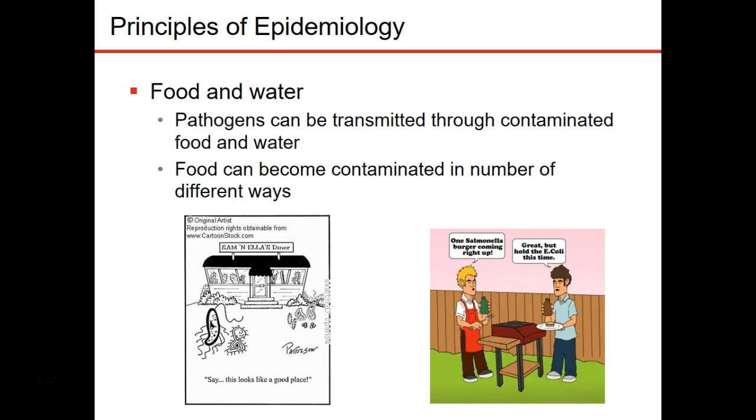Food and water. One of the easiest ways for microbes to get into your system is through the food that you eat or the drinks that you drink, because they can go right in through that oral route.